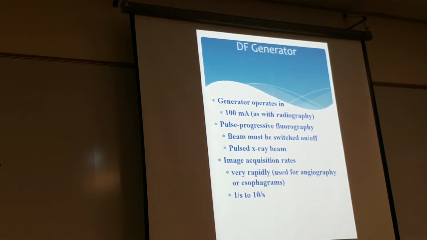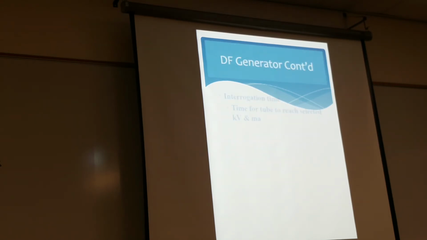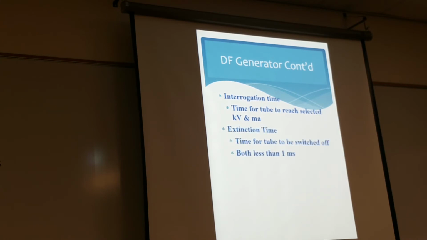And so I want you to know, going back here, I might ask you, what are image acquisition rates? What's the range, 1 to 10 per second? What does the pulsed X-ray beam do for patient exposure? I will ask you what the interrogation time is. If the beam is switching on and off, if it's pulsing, it has to have time to turn on and then to turn off. So the interrogation is the turn on time, and the extinction time is the turn off time. These are going to be extremely short, 1 millisecond.